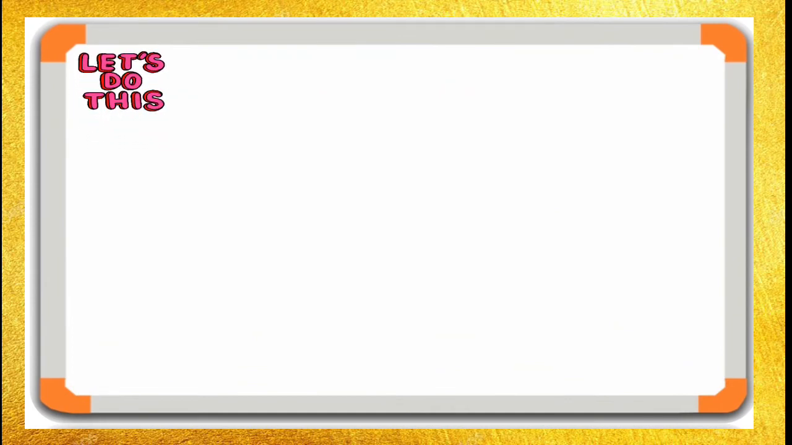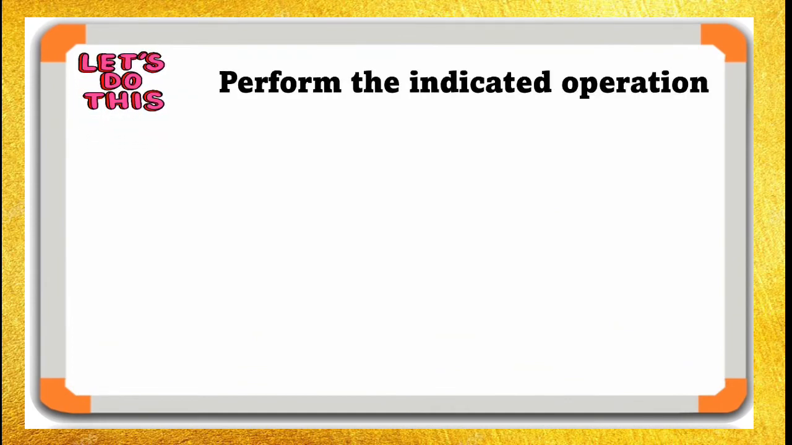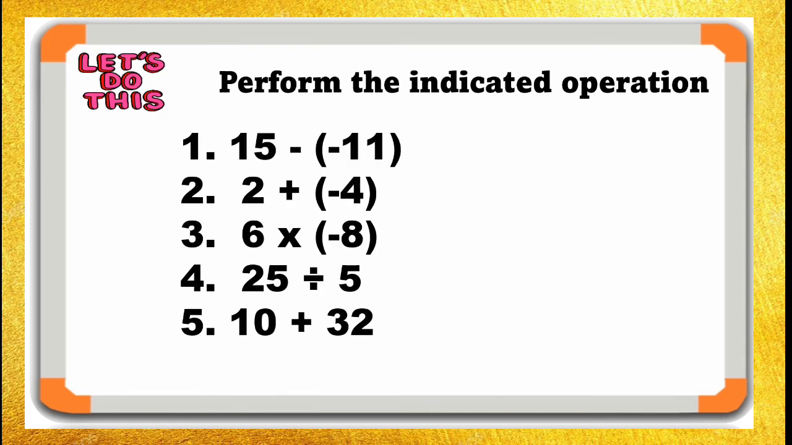Let's do this. Perform the indicated operation. Number 1, 15 minus negative 11. Number 2, 2 plus negative 4. Number 3, 6 times negative 8. Number 4, 25 divided by 5. And number 5, 10 plus 32. I will give you a minute to answer. Go. So, please have paper and pencil with you. Go.